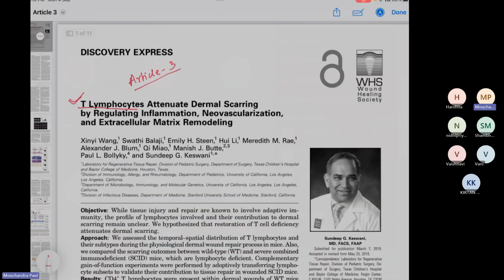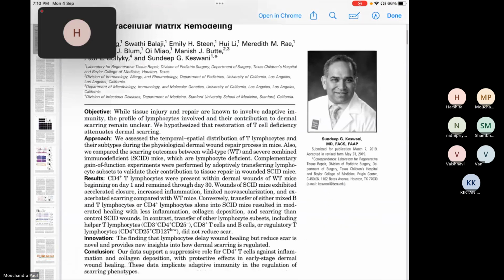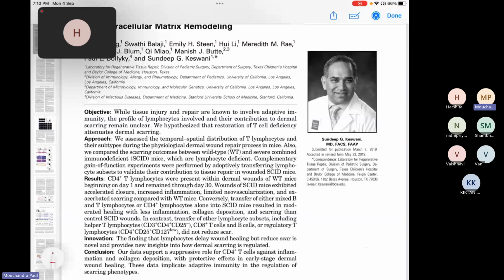So let's just deep dive into this paper with a simple introduction. The objective of the paper is to understand the role of lymphocytes and how they are involved in dermal scarring. As I said, the ultimate goal of any wound healing process that tissue engineers are trying to target is accelerated wound healing with minimum scarring.